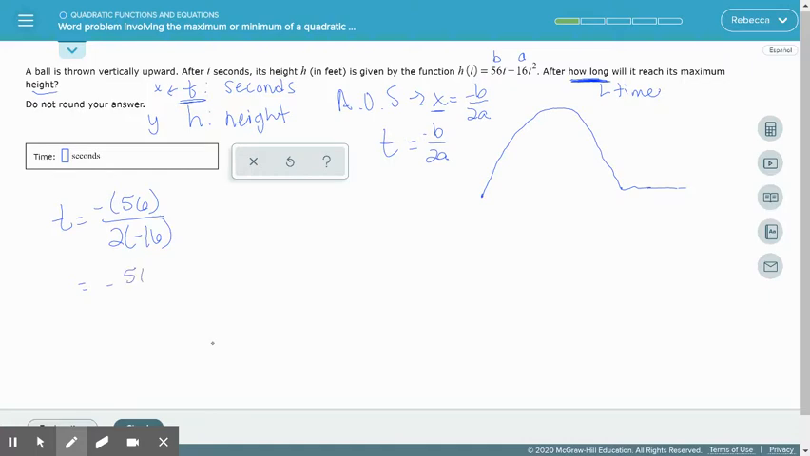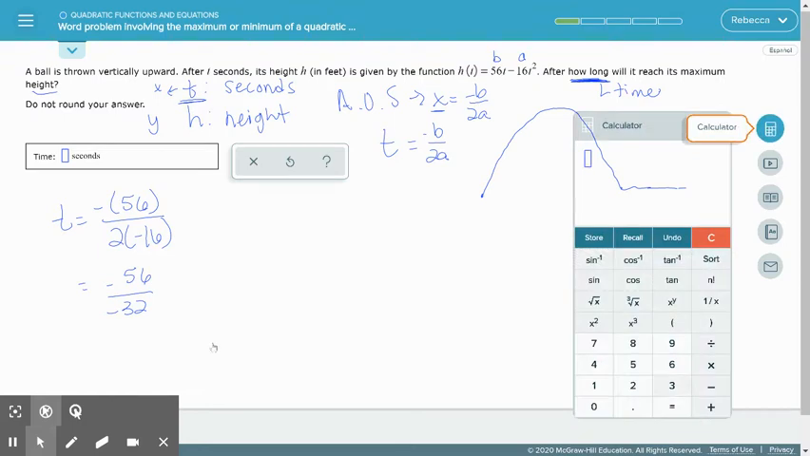Negative 56 divided by negative 32. And we end up with 1.75 seconds.